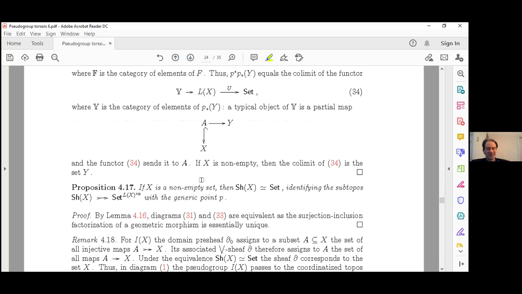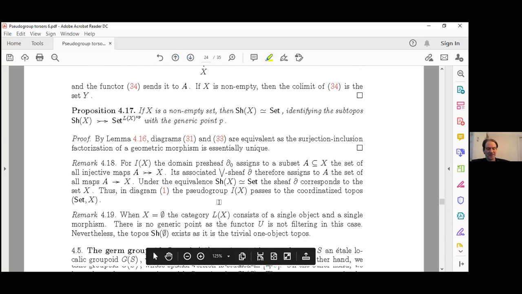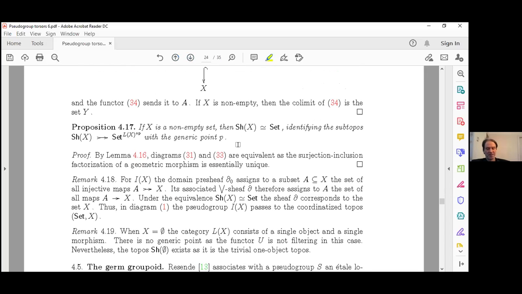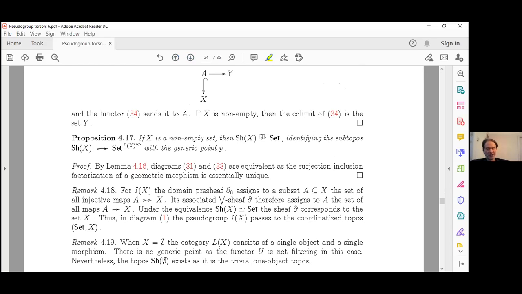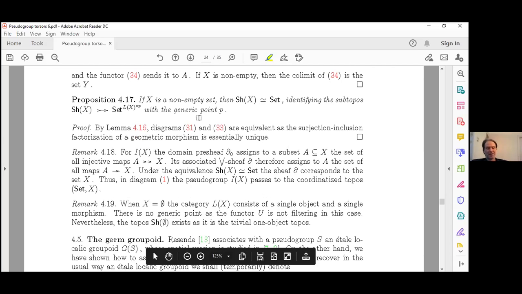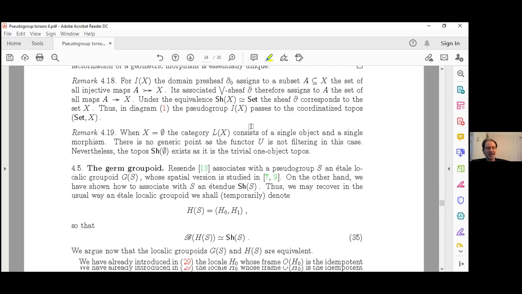The topos of a pseudogroup is sets. Here, sheaves of X stands for the topos of a pseudogroup. It's sets, no matter what X is, if X is not empty. So that says that, wow, toposes are no good for this, because every pseudogroup of that form I of X has the same topos. That is why coordinatized toposes are necessary. And in fact, the coordinatized topos of I of X is set paired with the object X, the set X, the coordinatization X.